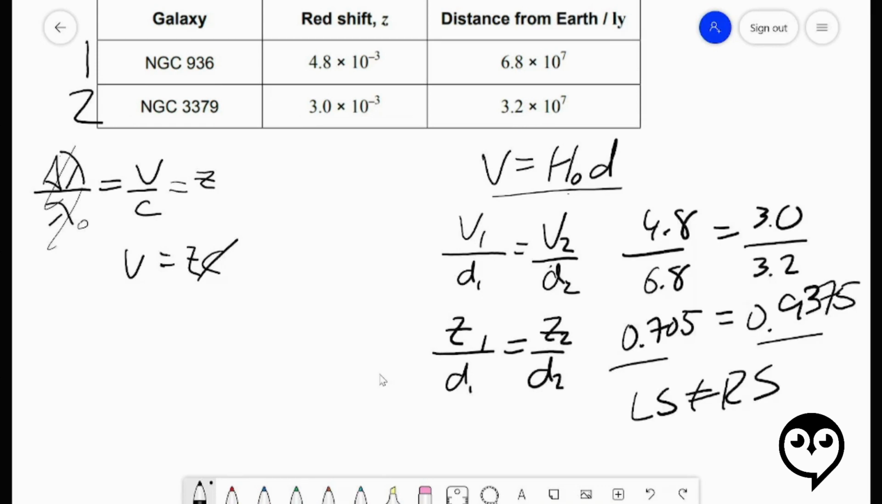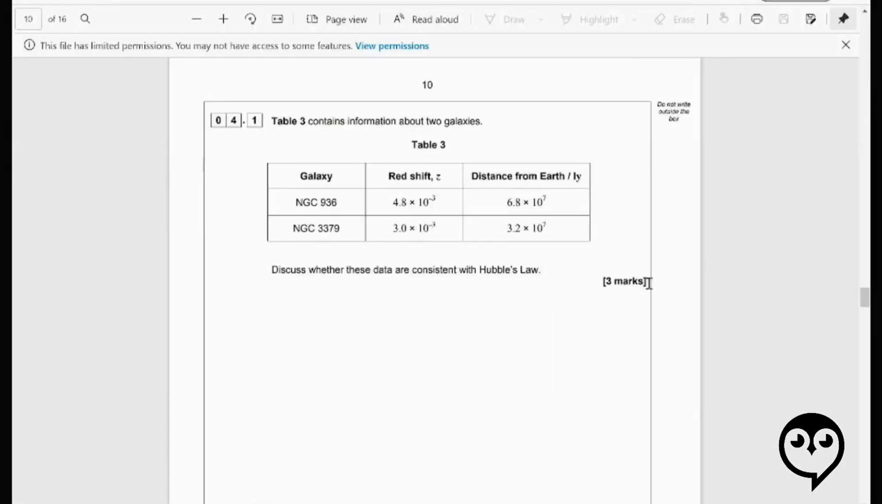Okay, and I just plug in the values here. As you can see, I didn't worry about any times 10 to the 3, times 10 to the 7. That's all going to cancel out. That's all going to come out in the wash anyway. Not worried about changing light years. It's just a ratio. It'll be the same units on either side. So whether you change it doesn't matter. We get 0.705 and 0.9375, and we see that the right side does not equal the left side, and therefore I would say that this data is not consistent with Hubble's law.